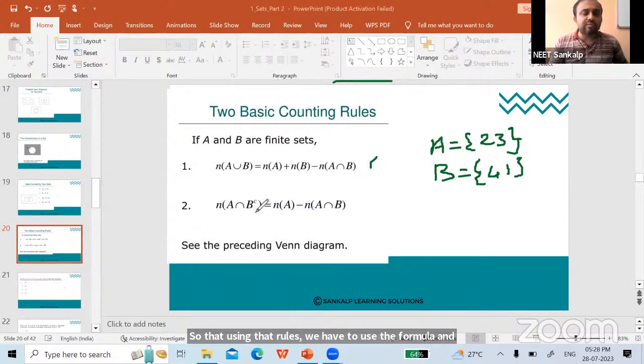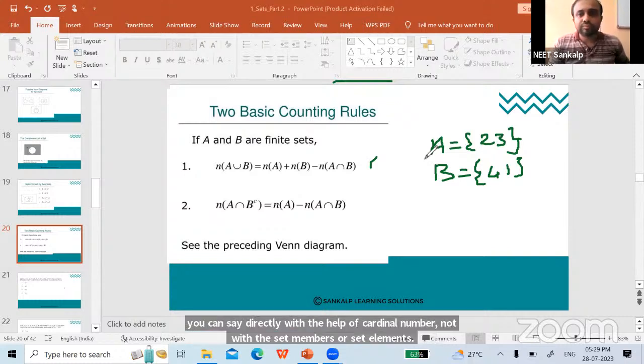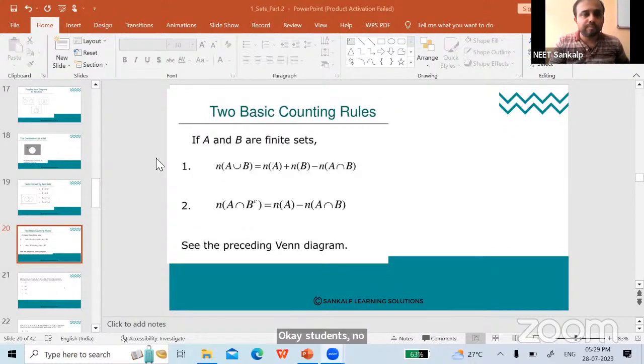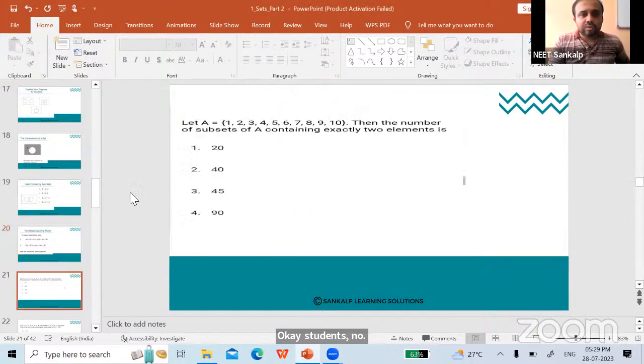And the next one is the cardinality of A intersection B complement, which can be found as the cardinality of A minus the cardinality of A intersection B. These are the rules for finding with finite sets directly using the cardinal numbers, not with the set members or set elements. Okay, students, now let me start with some examples here. One minute.